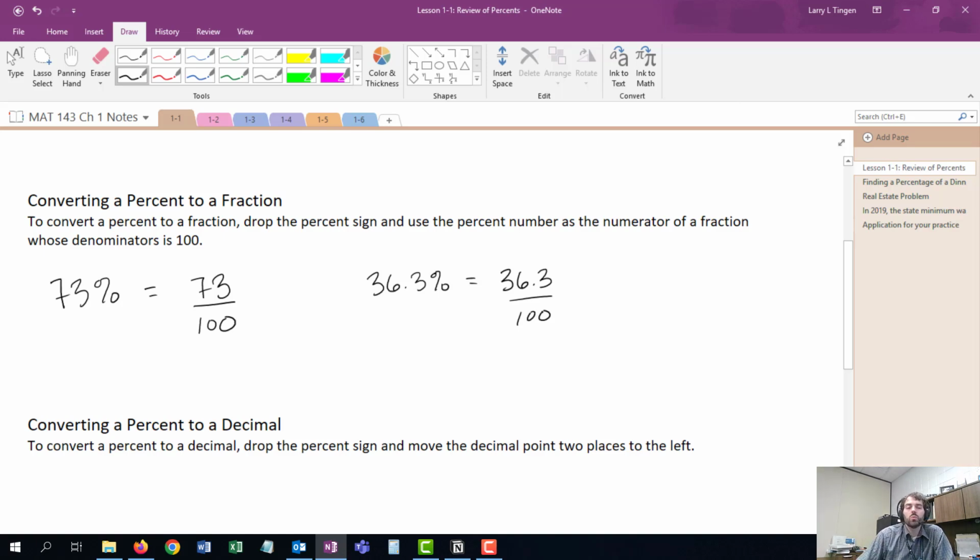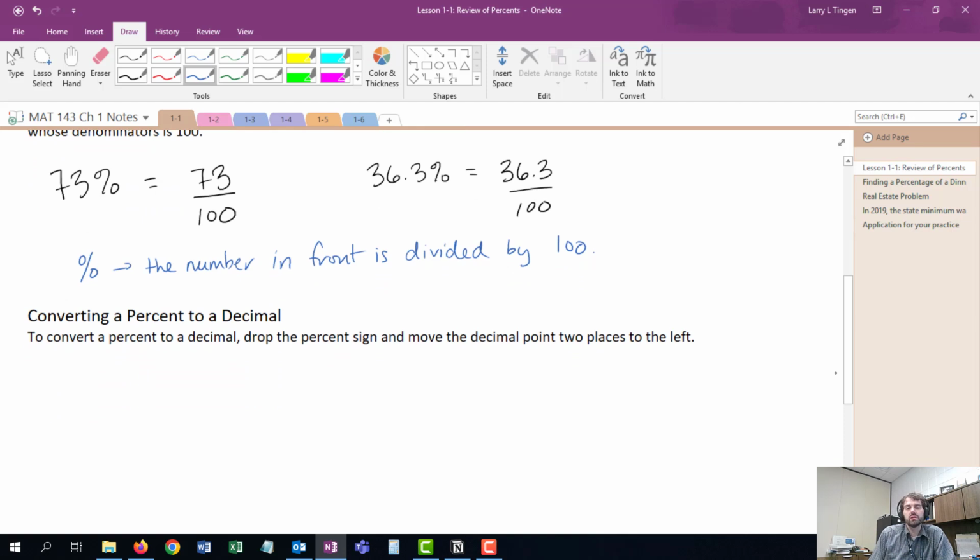All right. When you see the percent symbol, this is telling me that the number in front is divided by 100. It's a nice way to be able to write division by 100 in a paragraph or in a line. So that's a good reason for it.